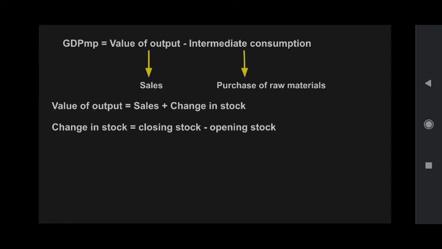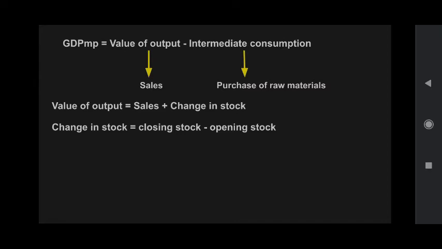See, as you can see on your screen, GDP at MP equals value of output minus intermediate consumption. This is the basic formula of value added method. Now, what is actually value of output? It is the sales. And intermediate consumption refers to the purchases of raw materials which has been done by the seller. So for example, if you have a shoe manufacturing company, the final product will be shoe. So the market price of shoe, which you have actually sold or you're about to sell, will be the value of output, right?